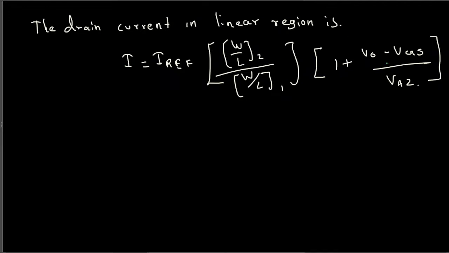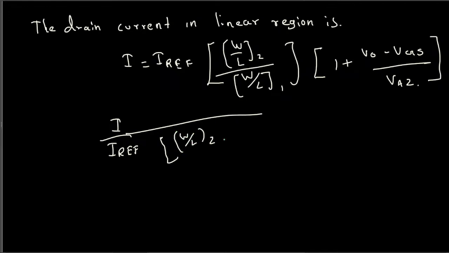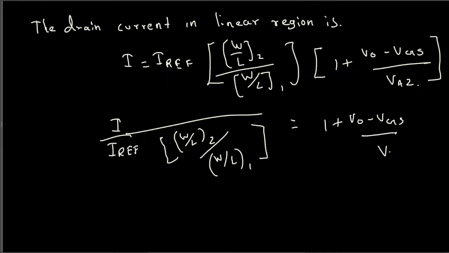So we have to keep it on this side, and if we flip all around, then this is going to be I over I reference, and this whole thing will be in the denominator. That's going to be W over L2 divided by W over L1, and on the other side of the equation we will just have 1 plus V0 minus VGS over VA2.